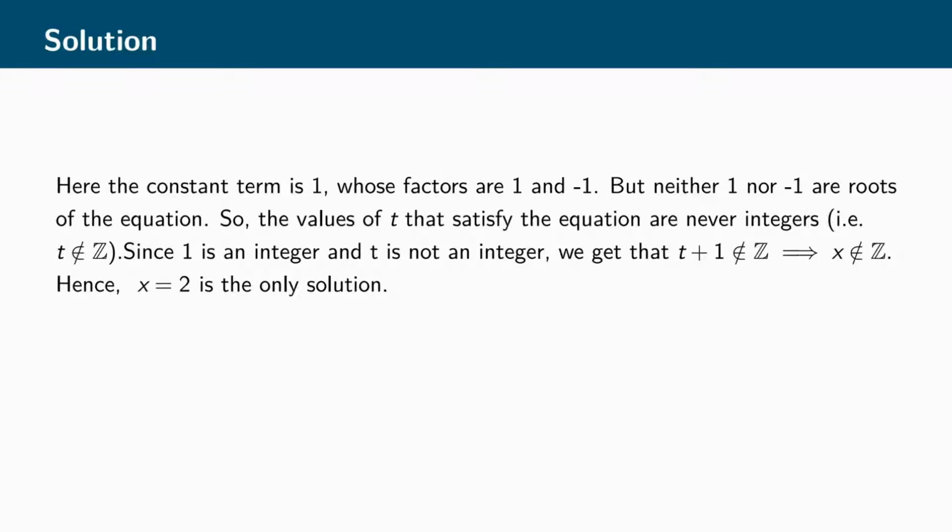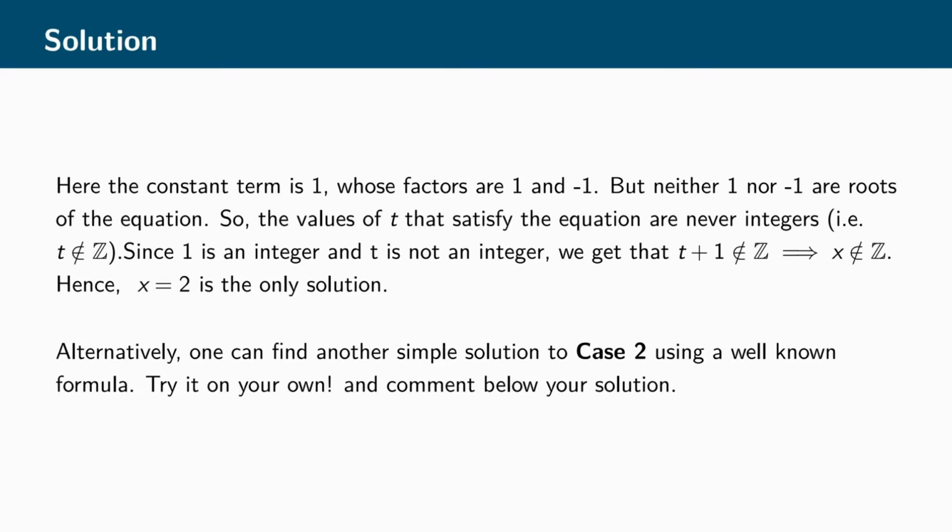Since 1 is an integer and t is not an integer, we get that t plus 1 is not an integer. But recall that we let t plus 1 be x. So this just implies that x is not an integer in case 2. Hence x equals 2 is the only solution, which we got through case 1. Alternatively, one can find another simple solution to case 2 using a well-known formula. Try it on your own and comment below your solution.